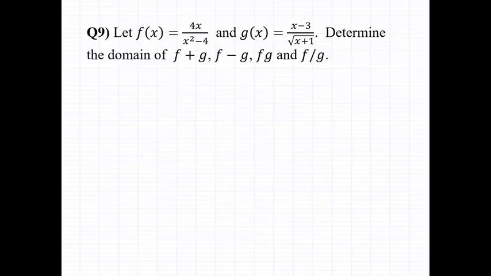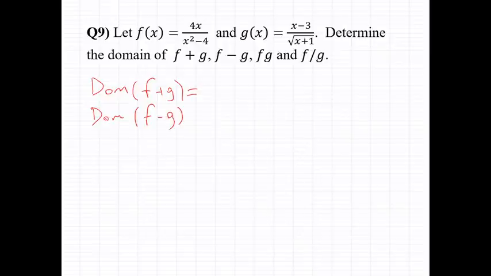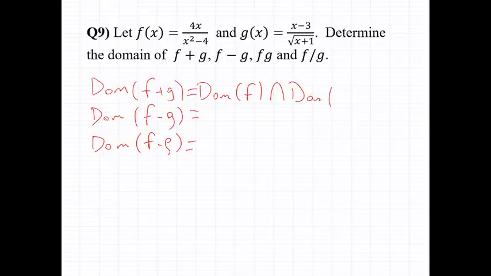Okay, determine the domain of f plus g, f minus g, f times g and f over g. Now, let's remember this one. The domain of f plus g, the domain of f minus g and the domain of f times g are the same, and it is the domain of f intersection domain of g. And we can use the same thing for the others.